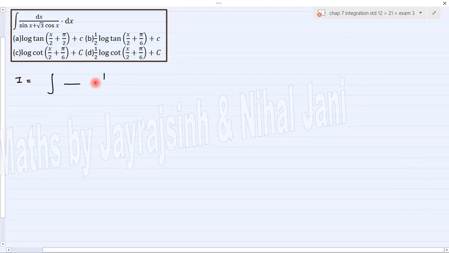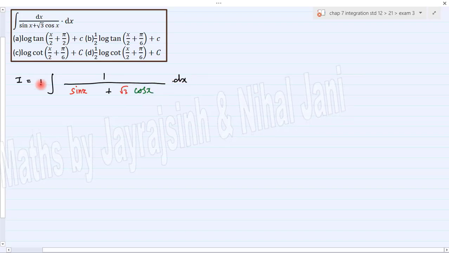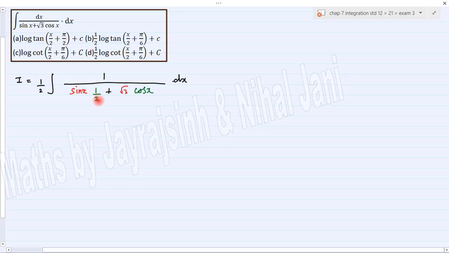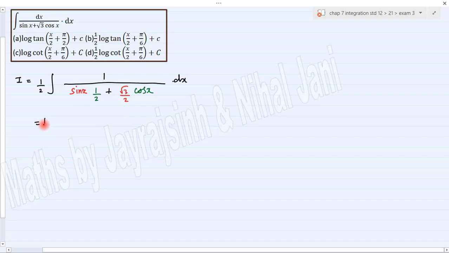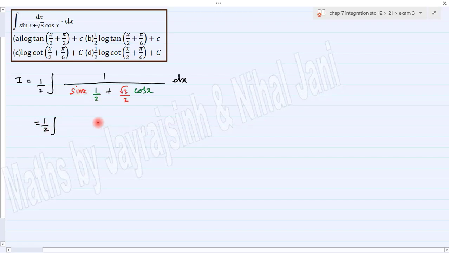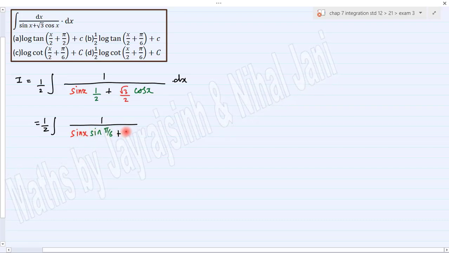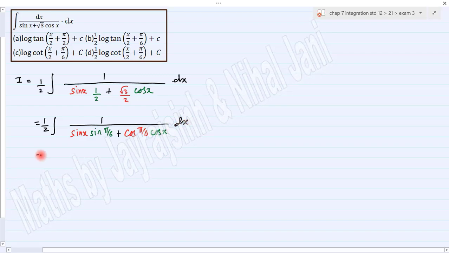Here we have to integrate 1 upon sin x plus root 3 cos x. Let's multiply and divide by 2 in the denominator. So here we'll get 1 by 2 sin x and root 3 by 2 cos x. If we try to set cos in the denominator, we have to replace this 1 by 2 by sin pi by 6, plus this root 3 by 2 can be rewritten as cos pi by 6. Your cos x will be as it is, dx.